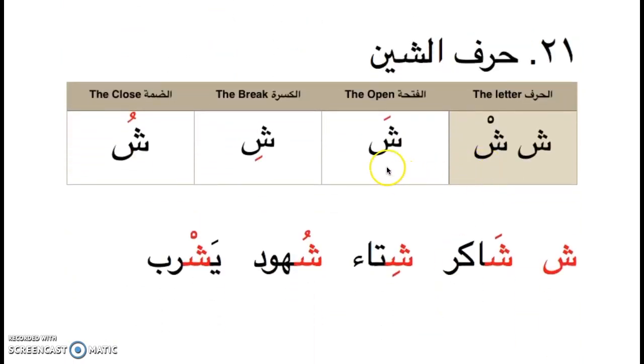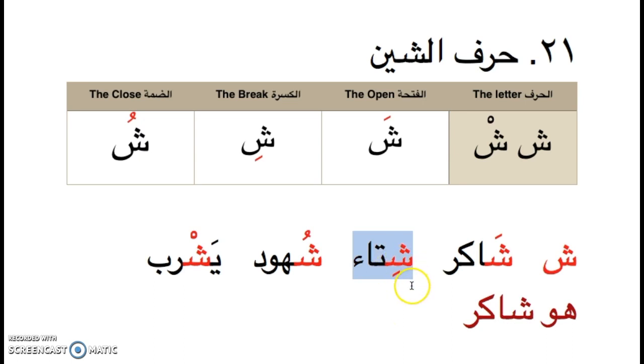Moving to number 21. Sha, she, shu. Shakir, shita, shuhud, yashrab. Shakir is thankful, like when you say huwa shakir, meaning he is thankful.